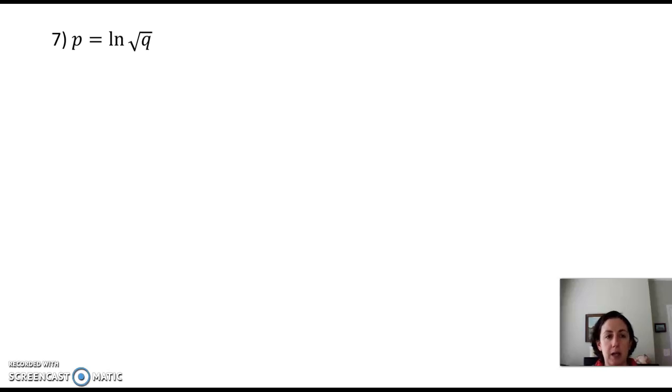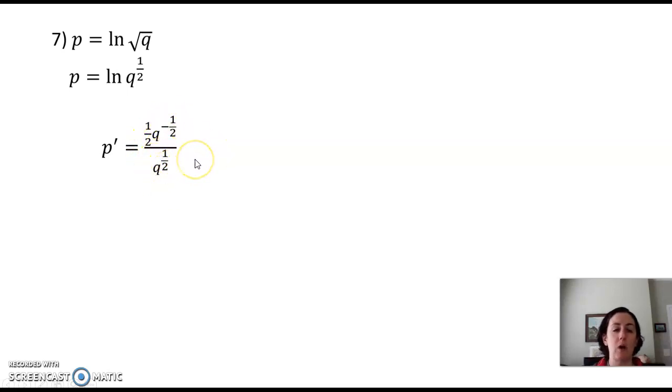Let's look at this one. P equals the natural log of the square root of q. First things first, we need to get rid of that square root, so we'll call that q to the 1/2. So I'm taking the derivative of the natural log of an inside function. The inside function happens to be q to the 1/2. So we'll take the derivative of the inside function, 1/2 q to the negative 1/2, over the inside function, which is q to the 1/2.